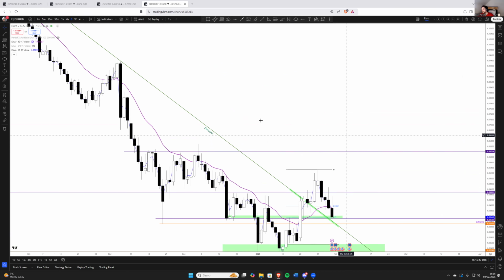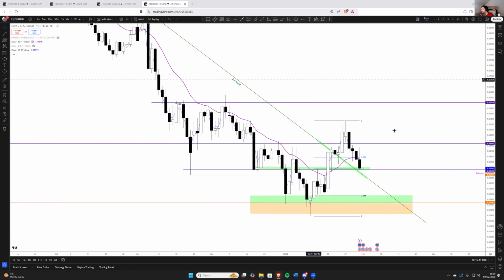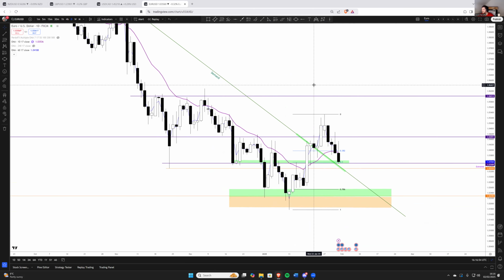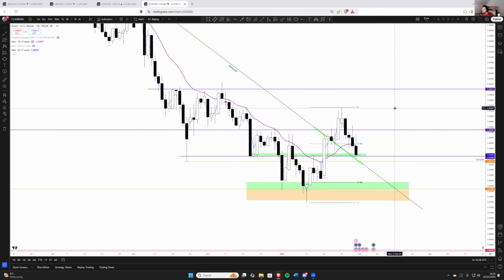But in a nutshell, the US dollar looks very bearish next week, and I will be trading accordingly. I think that all of these are fairly decent setups against the US dollar. So let's see what happens.